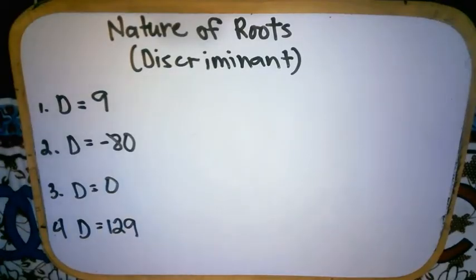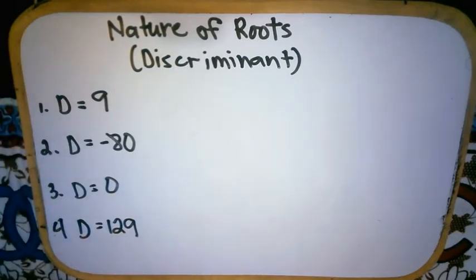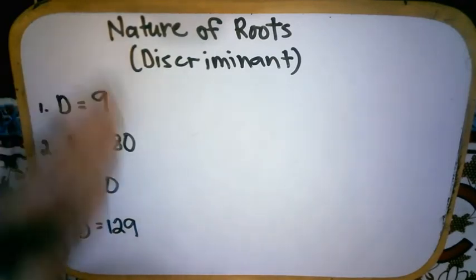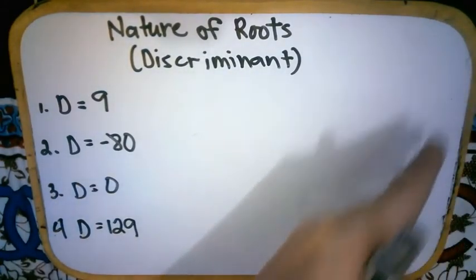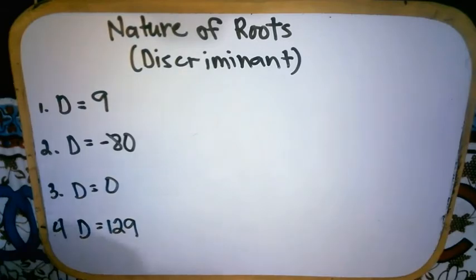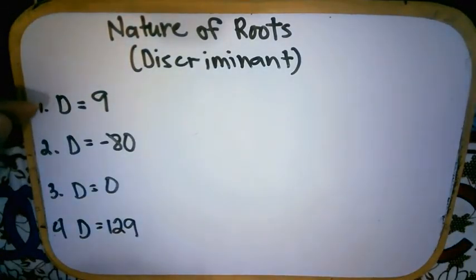We have here the values of the discriminant na kinuha natin or sinolve natin kanina: 9, negative 80, 0, and then 129. Ngayon, I will help you to visualize yung table kanina. Kung matatandaan natin, nahati yun sa 3 column: the condition sa unang column, the number of real roots, and yung nature. Yung unang row, ang nakalagay doon ay positive and then perfect square.